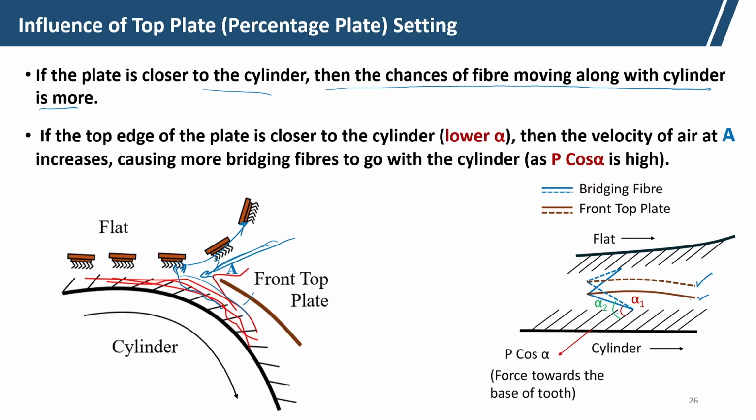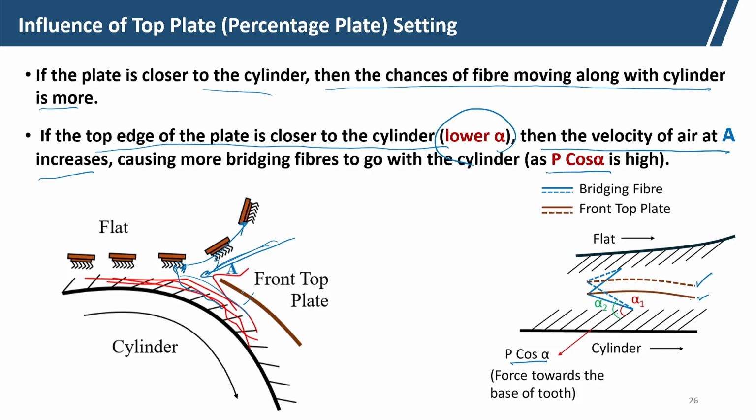If the top edge of the plate is closer to the cylinder, that means lower alpha. So, this is closer to the cylinder, the alpha will be lower. If the alpha is lower, that means P cos alpha will be high. So, then the velocity of air is increased.